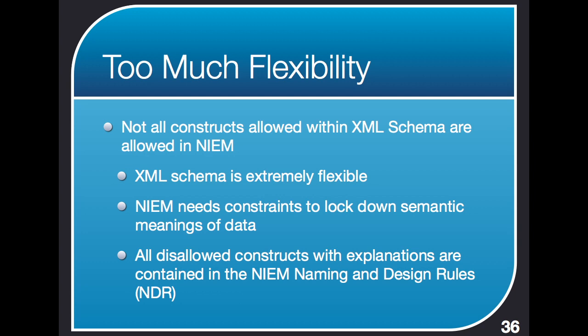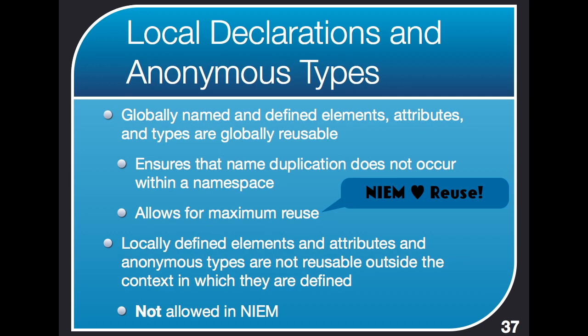Now, there's a whole list of what things are not allowable in the naming and design rules, in the NDR. So you can read through that torturous document and find everything that you can't do in the NIEM that you can do in XML schema. In these materials, we're going to cover just some of the major things. One of the big major differences between general XML schema and what you can do in the NIEM is it deals with local declarations and anonymous types.